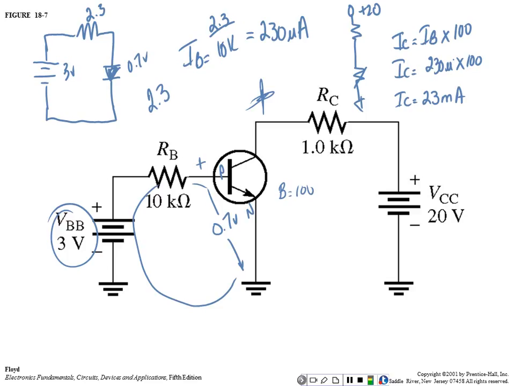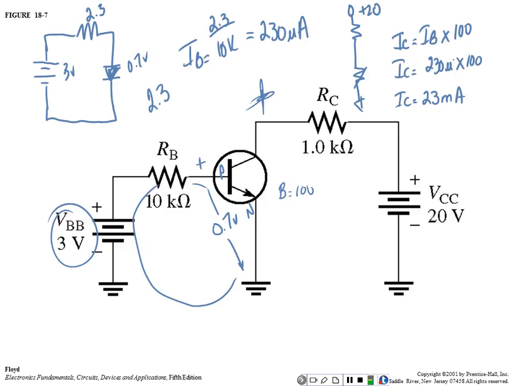So we'll see what region. We'll change the beta. Is everybody okay with 23 milliamps? We can't have 23 milliamps flow. Can anybody tell me why? So we calculated 23 milliamps of IC.